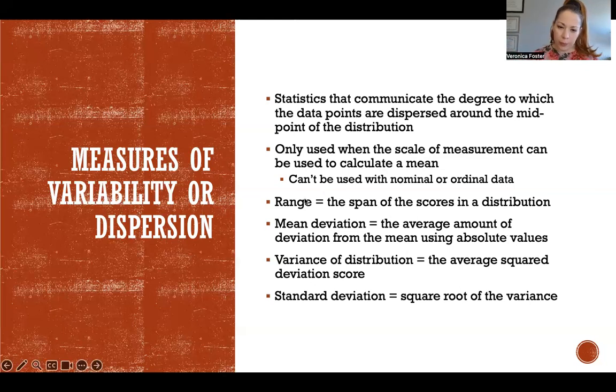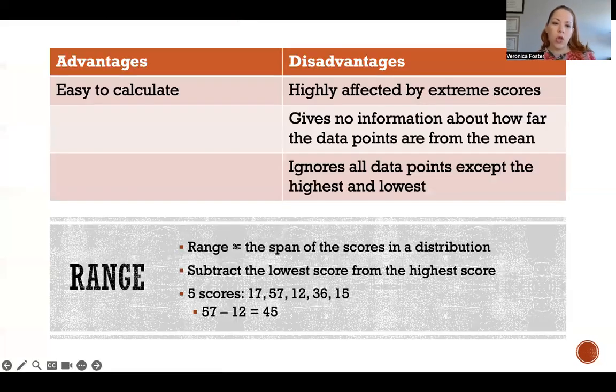So a few examples here that I'll discuss are range, mean deviation, variance of distribution, and standard deviation. So I'm going to run through all of those. Starting with range, it's the span of the scores in the distribution. So you simply subtract the lowest score from the highest score, and that gives you the range.